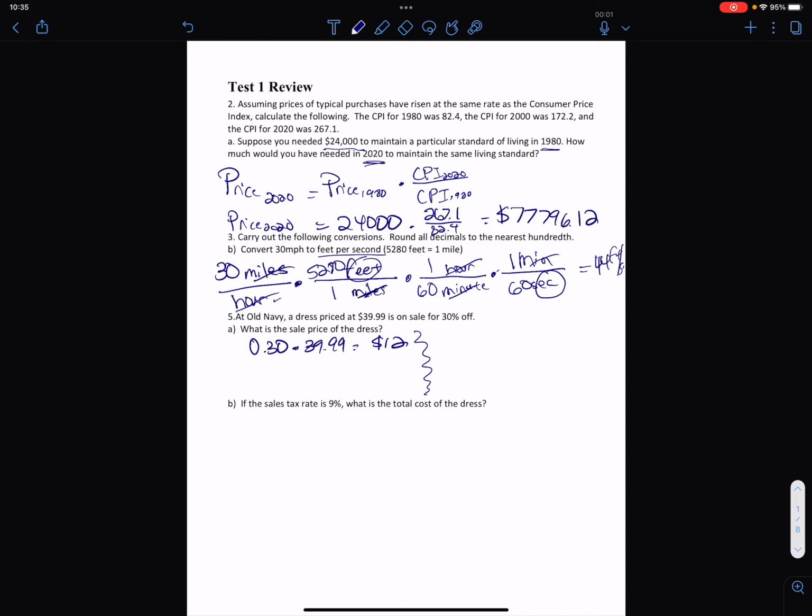The question is, what's the sale price of this dress? So are you going to pay $12? No, we're going to save $12. So now I need to take the whole amount, subtract the 12, and get $27.99.